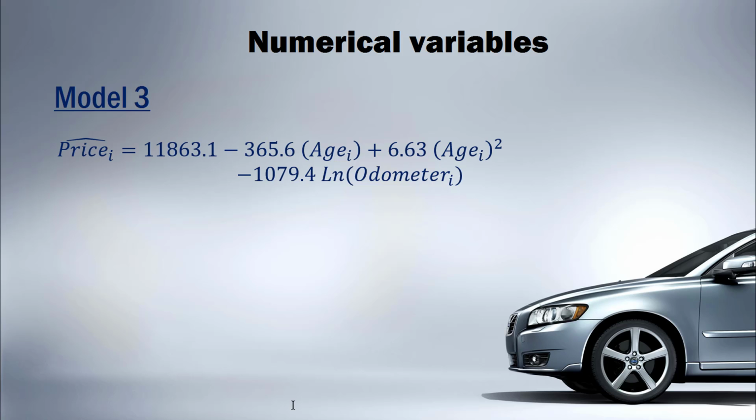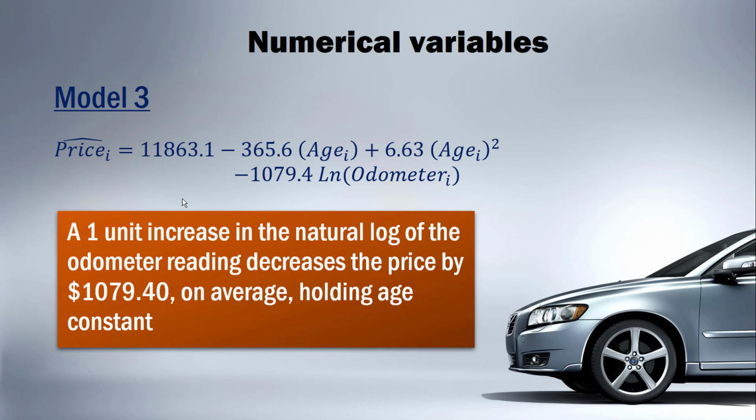Now, to interpret the coefficient of the log of odometer, we could be really technical about it and say that a 1 unit increase in the natural log of the odometer reading decreases the price by $1,079 on average, holding age constant. But I'm not very happy with that interpretation because what is the natural log of the odometer reading? It's not as if that's really helpful to us in a practical sense.